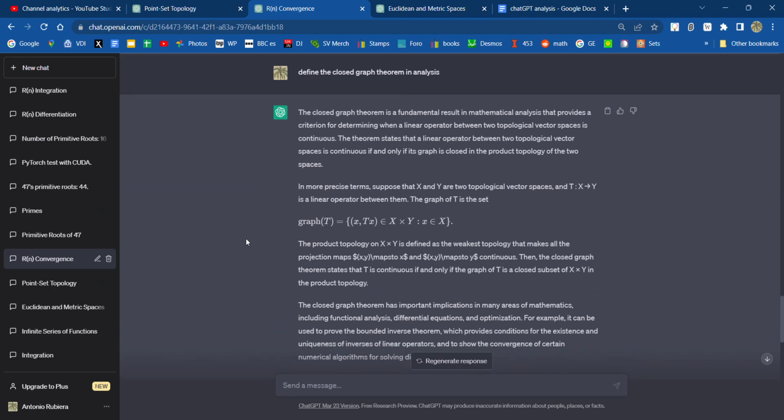Define the closed graph theorem in analysis. This is a theorem that is mentioned in Wade, and so I wanted to ask how I would describe it. And it mentioned linear operators, of course, which I know are very important to higher level analysis, and I'm looking forward to studying them. Formally, I'm sure, I mean, when you look at examples, there are operators that we are all familiar with from differentiation.